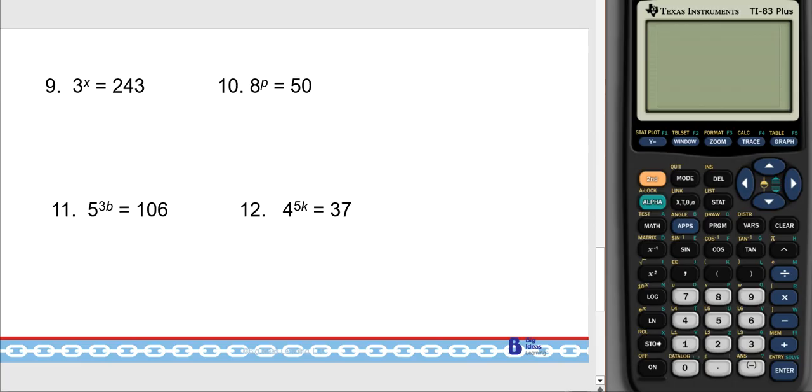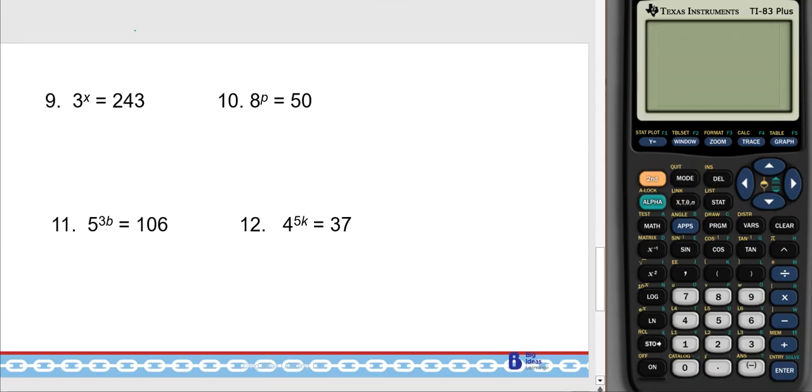And number 9, we could solve. We could rewrite 243 as 3 to a power. But that's not going to work for any of these other problems, like number 12, 4 to the 5k equals 37. I cannot rewrite 37 as a power of 4. And even if I change both of the bases, I cannot write 37 as a power of 2 using whole numbers. So that strategy is not going to be super effective. So what I'm going to look at is changing the form.